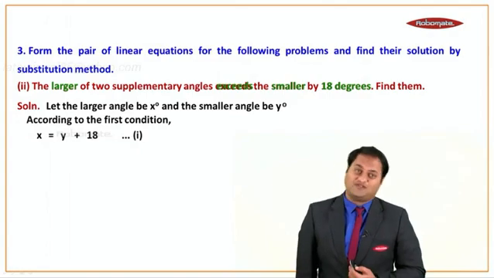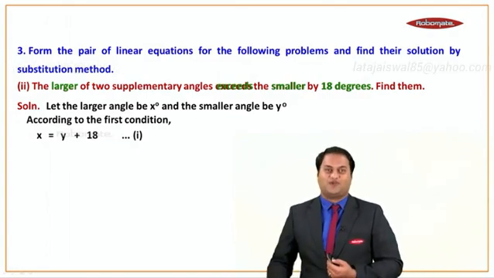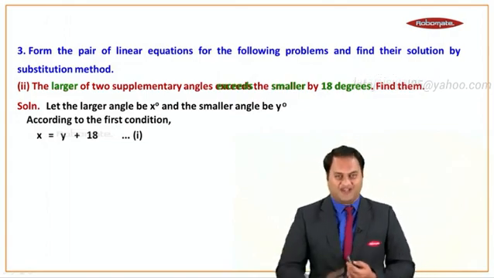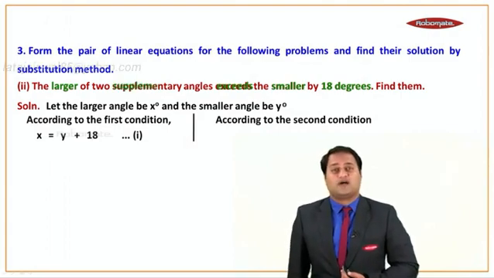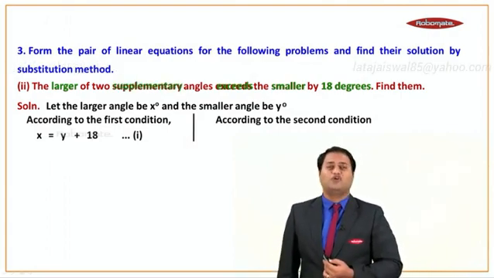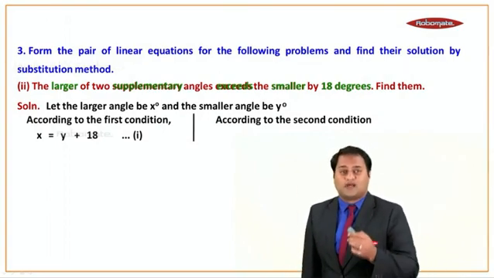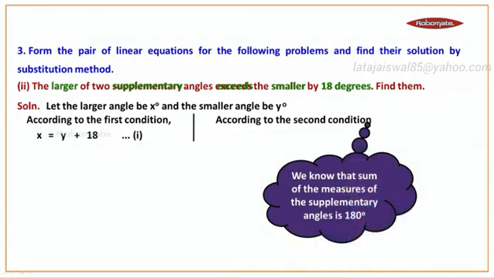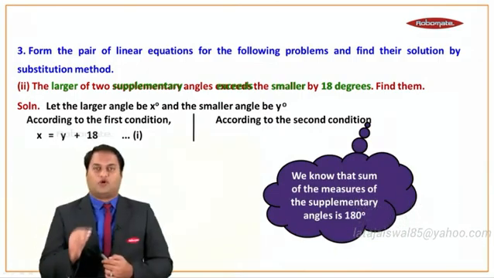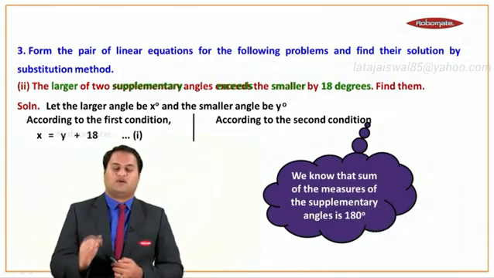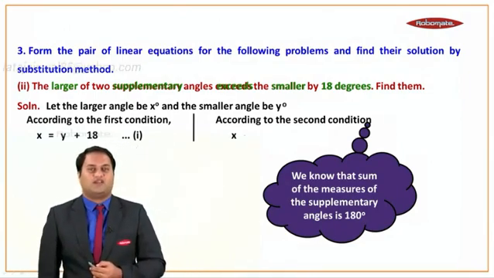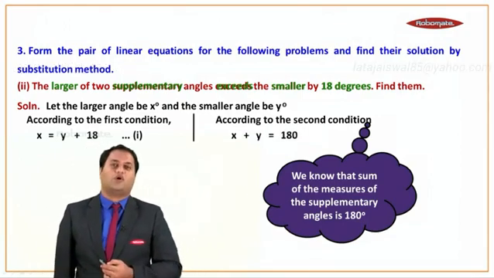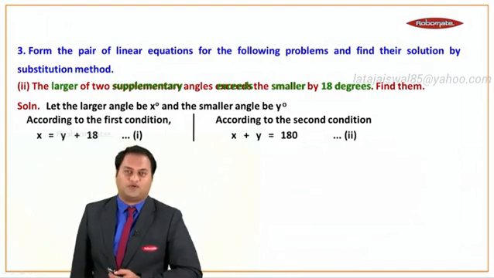But to solve linear equations, we need two equations because there are two variables. These are linear equations in two variables, right? Let's see what the second condition given is. The larger of the two supplementary angles. What do we mean by supplementary angles? Supplementary angles means the sum of the measures of the angles is 180 degrees. The sum is x plus y, the sum of the angles. So what is the second equation? x plus y is equal to 180 degrees. Let this be equation number 2.